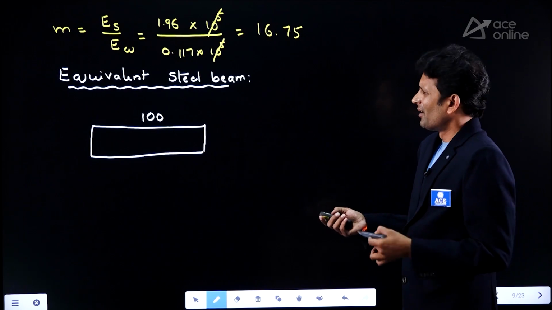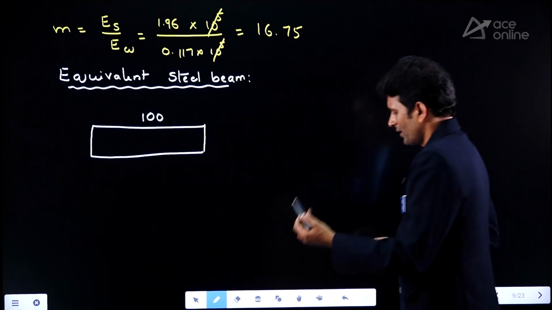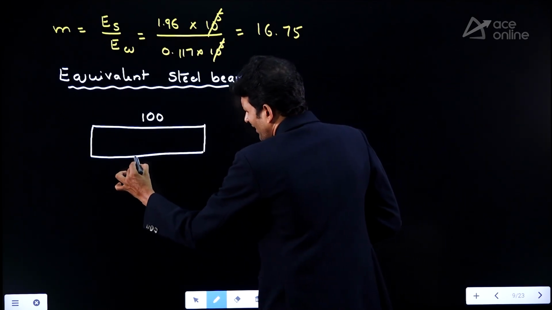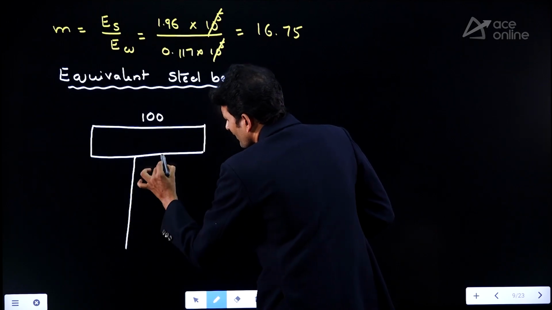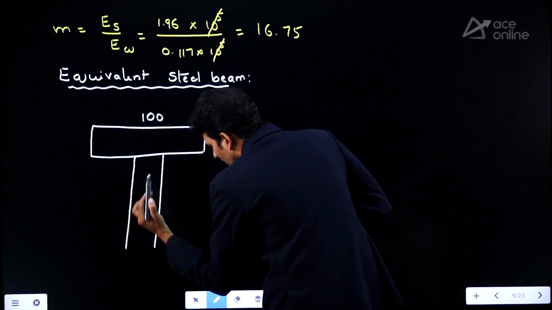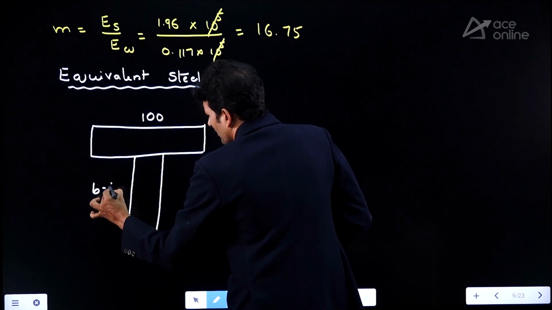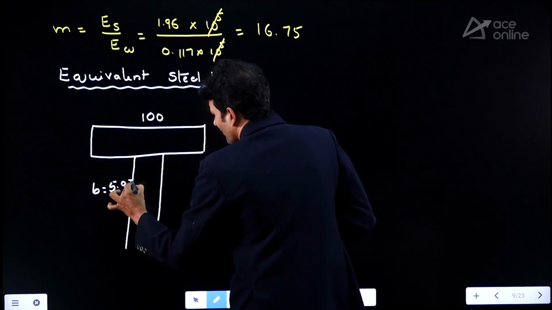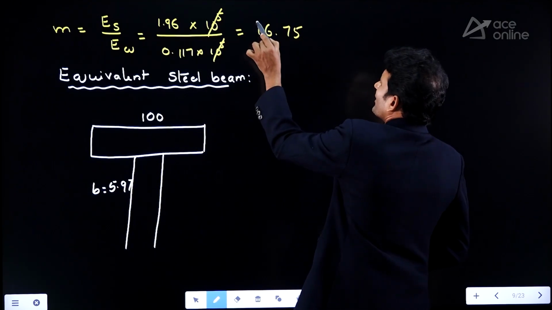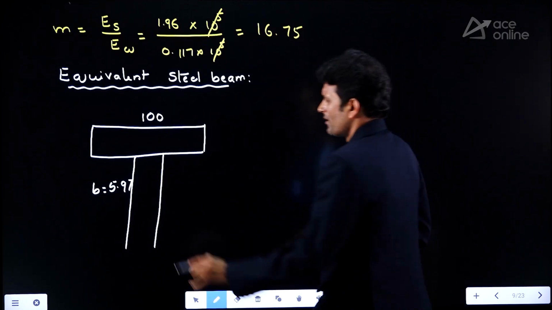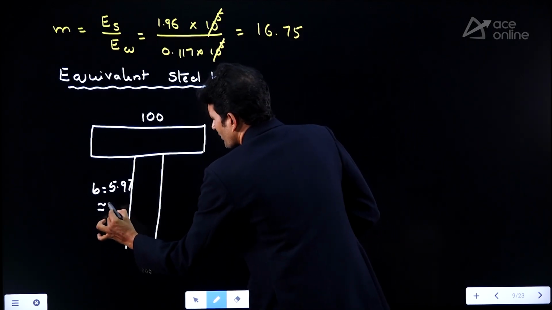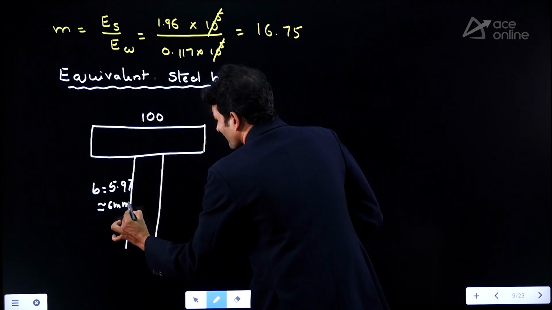Approximately it is 100 divided by 16.75. I can take that as 5.97, and I can round off to 6. So here B should be equal to 5.97, that is 100 divided by 16.75, which I can round off to 6 millimeters.